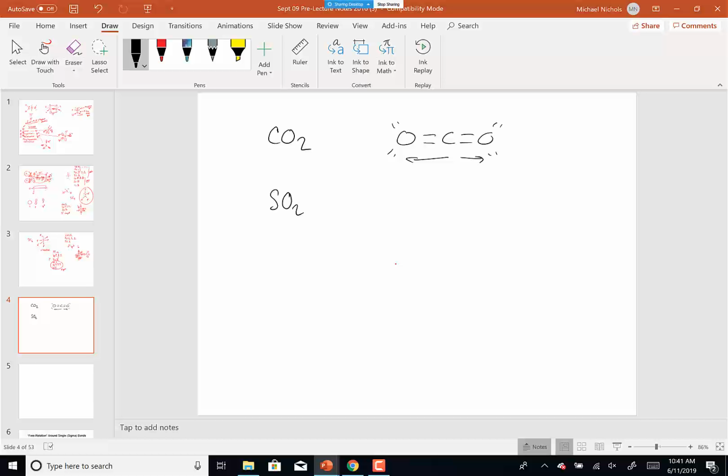SO2. Is SO2 polar or non-polar? And again, same skeleton. Sulfur, oxygen, oxygen. So is SO2 going to be polar or non-polar?